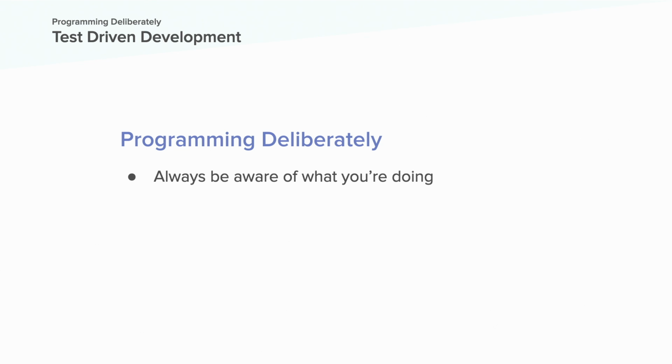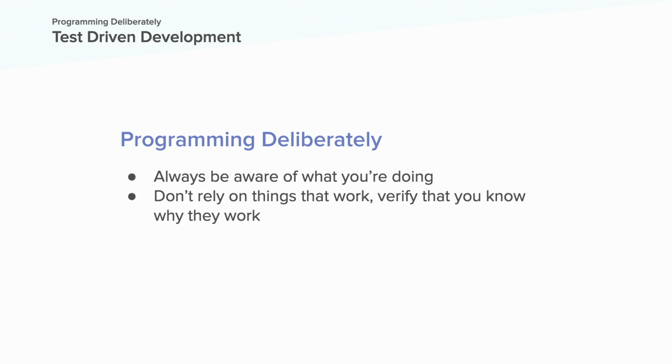Okay, so what's the alternative? It's programming deliberately. Programming deliberately means you always are aware of what you're doing. You don't rely on things working, you always verify that you know why and how they work. And to throw back to Alex's talk, code is harder to read than it is to write. If you don't know how it works when you read it, how is anyone else supposed to, right?